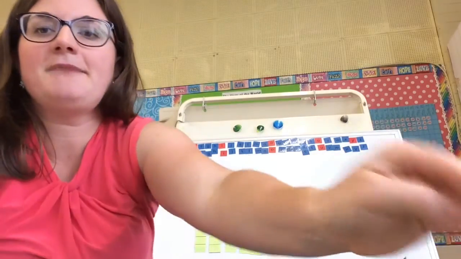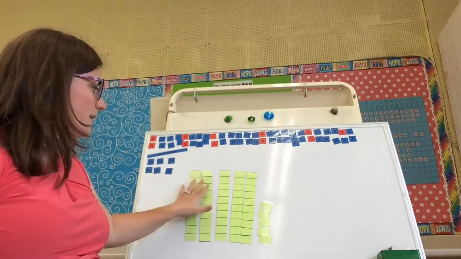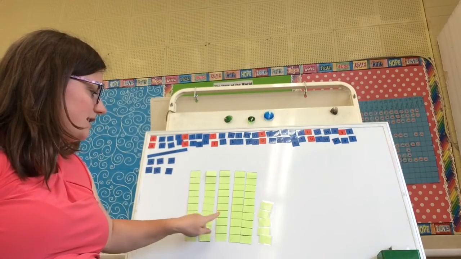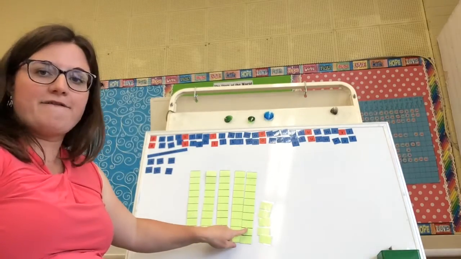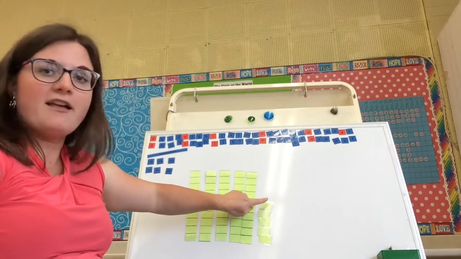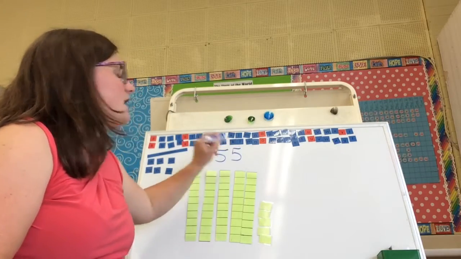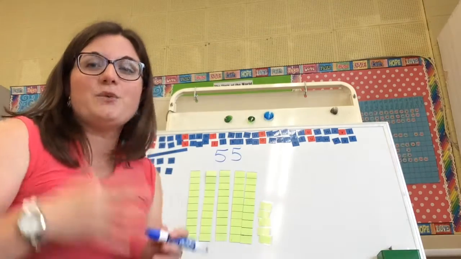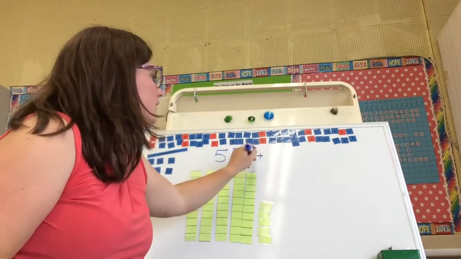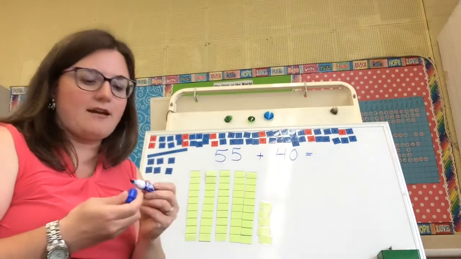Okay, can you see? And can you tell me what number this is? Well, we can start with the tens. 10, 20, 30, 40, 50, and let's count the ones. 1, 2, 3, 4, 5. So our first number is 55. And what if I wanted to add 40? So I wanted to add 40 to that number.